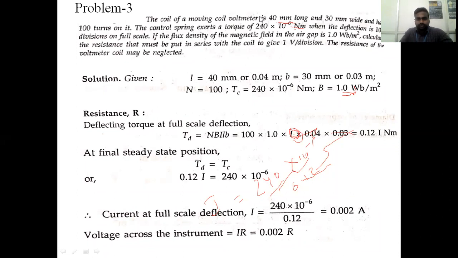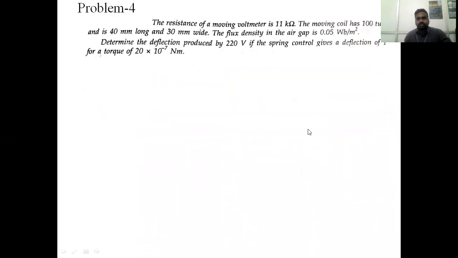Great. That means we don't have so much time. So the fourth problem. What is the fourth problem? So this is the fourth problem. I'm discussing a different range of problems so that we can cover so many models. The resistance of the moving coil meter is 11 kilo ohms. The moving coil has 100 turns, and the length of the rectangular aluminum former is 40 mm, and the breadth is 30 mm.